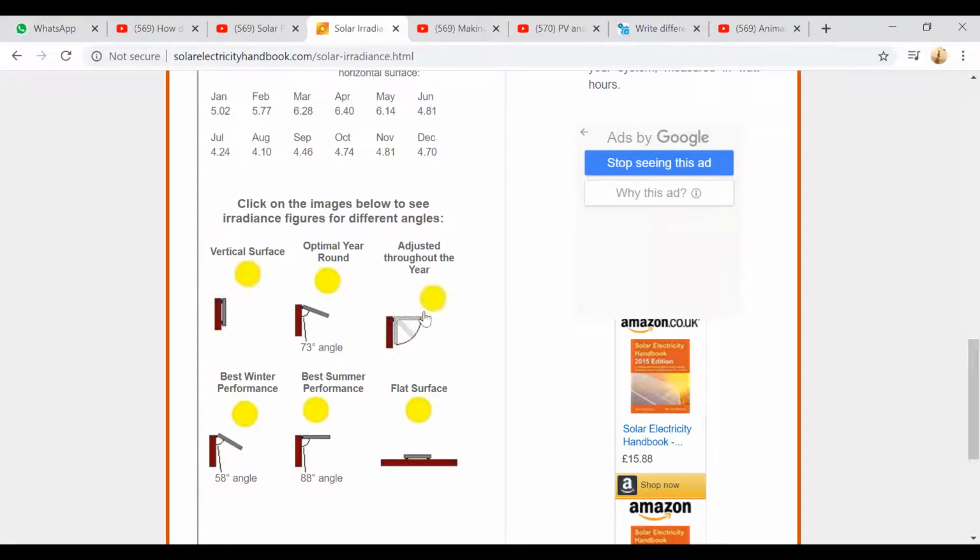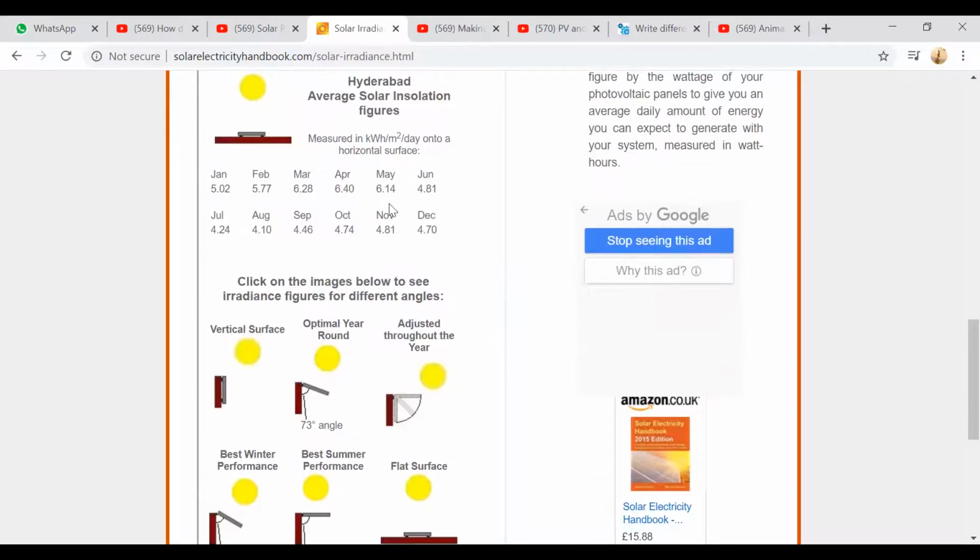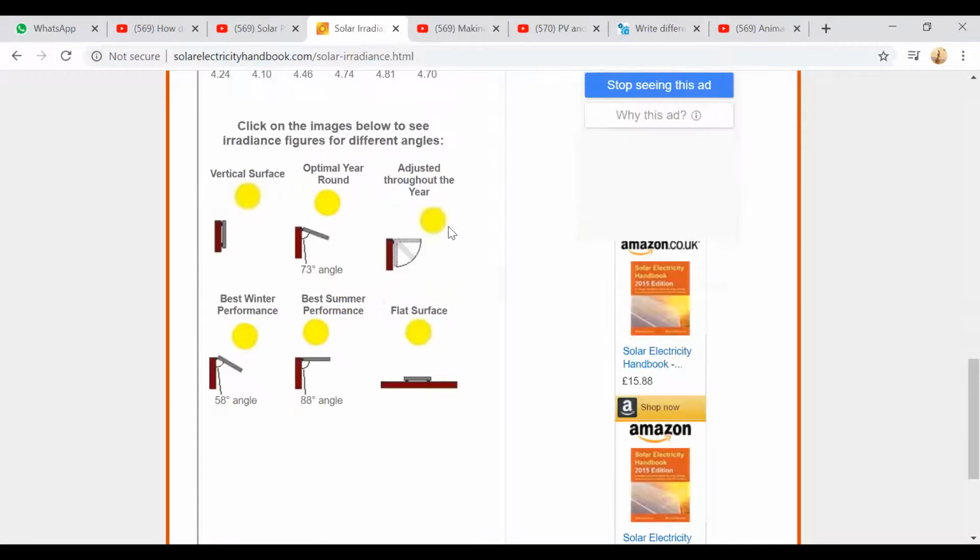March, April, May, we are having the summer season. That's the reason we can see maximum irradiance, or the solar power, we are getting at an angle. At what angle are we going to keep west south? We kept that angle west south. So please go up, we can check it out. What is the angle we selected?